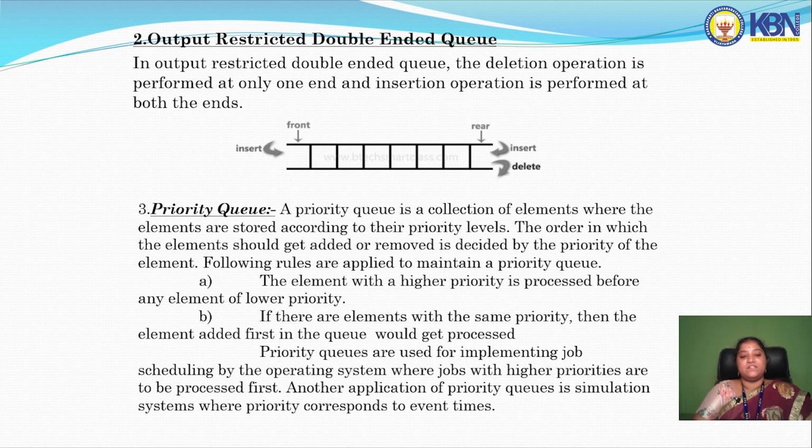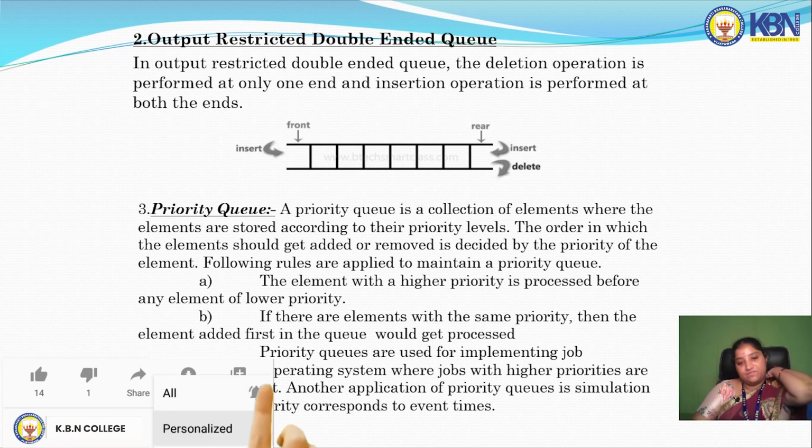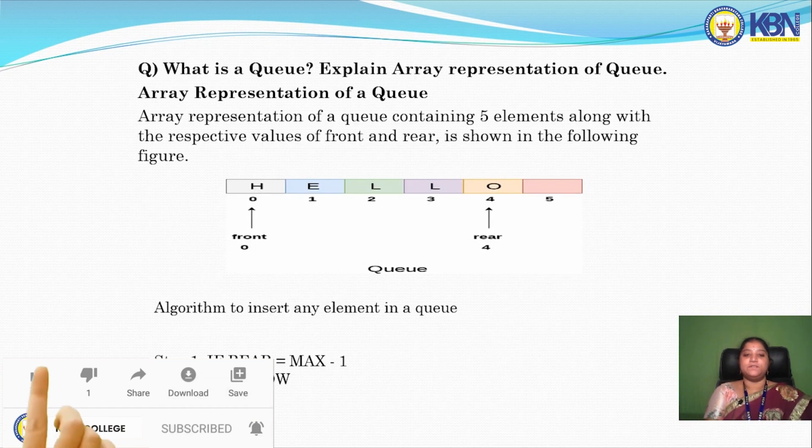Next we discuss the priority queue. It is a collection of elements where the elements are stored according to their priority levels. The order in which elements are added or removed depends on priority. Elements with higher priority are processed before any element of lower priority. If elements have the same priority, they are processed in the order in which they were added.